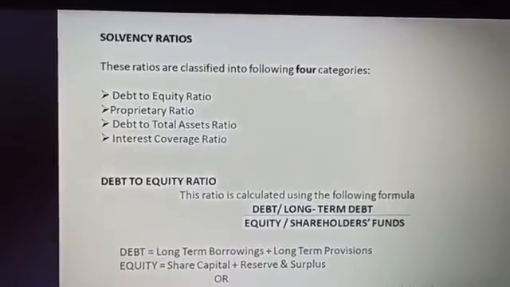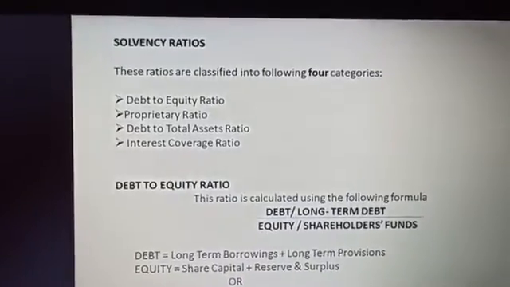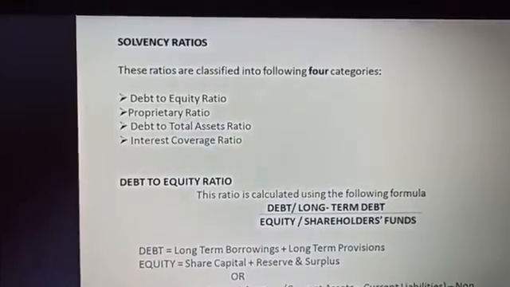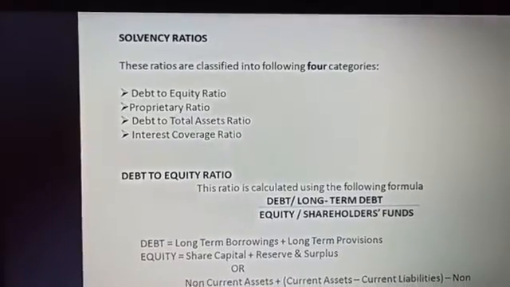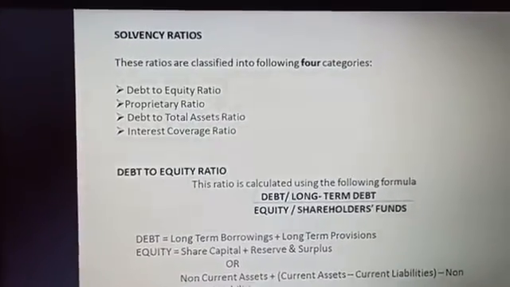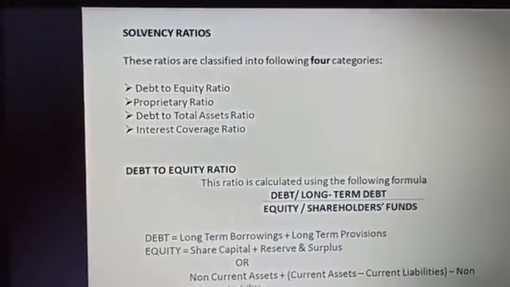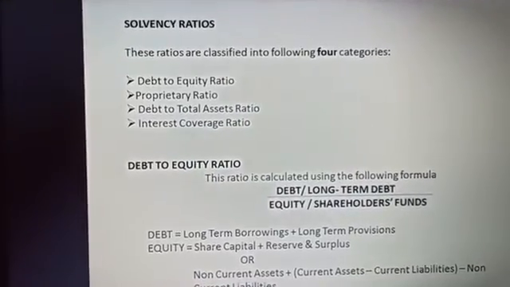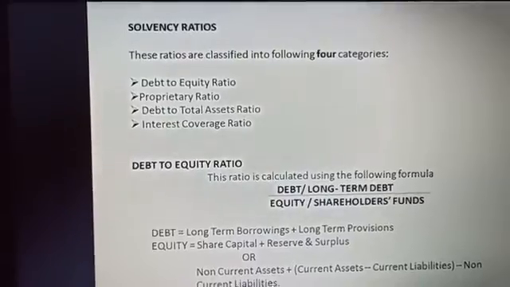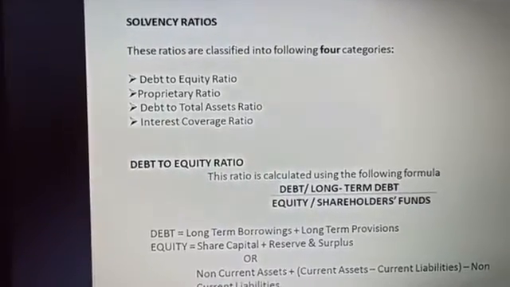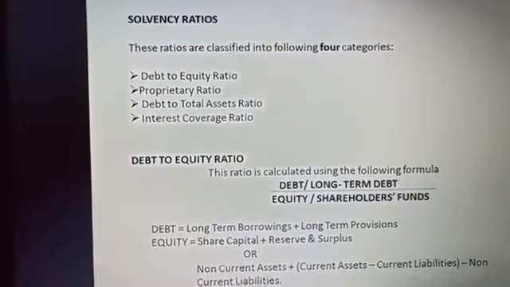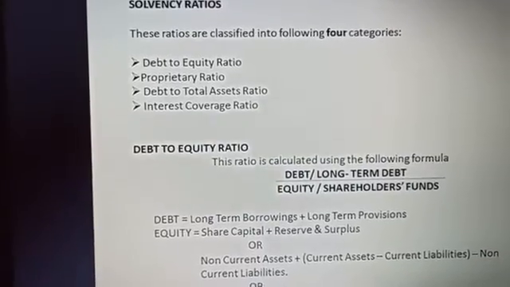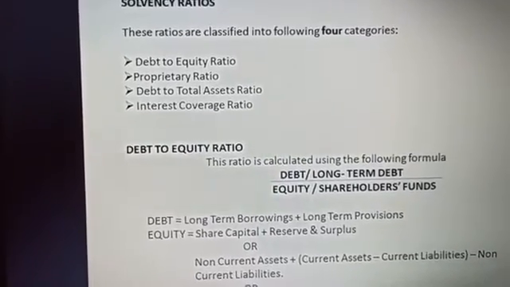Good morning, students. Today we are going to take up the second part of the ratio analysis chapter for class 12, that is solvency ratios. Solvency ratios as per your syllabus are classified into four different categories. Number 1, debt to equity ratio. Number 2, proprietary ratio. Number 3, debt to total asset ratio. And number 4, interest coverage ratio.